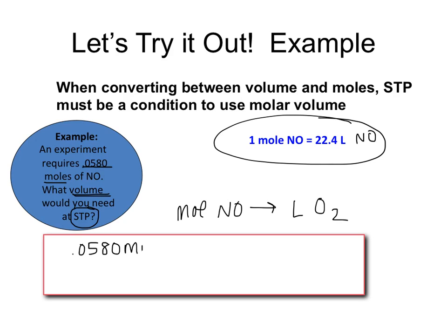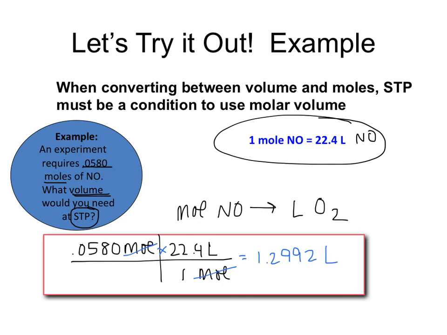So we'll take my amount, 0.0580 moles. I'm going to do my T-chart. I'm going to get rid of moles of NO, and I'm going to go to liters of NO. I know that 1 mole is 22.4 liters. I'm going to cross out anything that's similar, multiply everything on top, and I end up getting 1.2992 liters. Taken to 3 sig figs, which is the least number of sig figs in the problem, would be 1.30 liters of NO as my final answer.